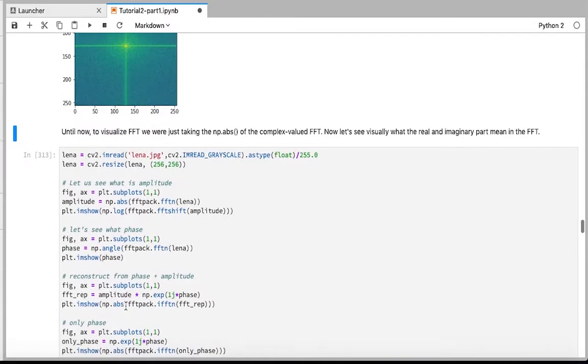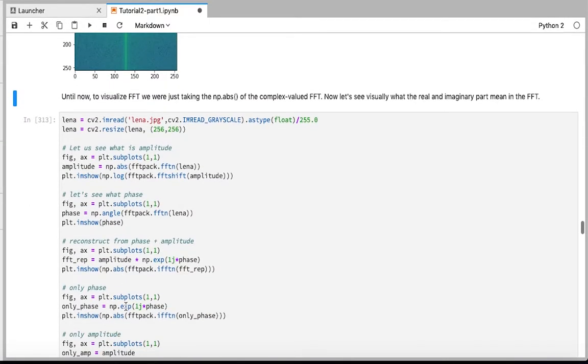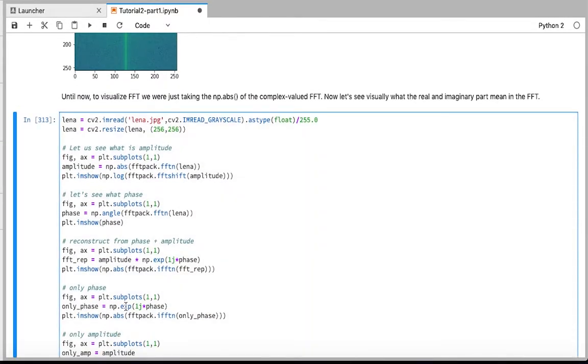So now we'll understand two different things, like what amplitude means. When you take a Fourier transform, you get real and imaginary parts, right? Which basically means you get an amplitude and a phase of a complex number. So we'll see what each of these things mean.